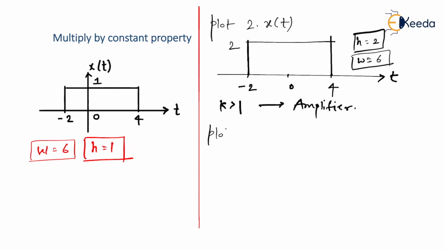Let's say if someone says to plot half times x of t. So what is going to happen in this? Of course, the original amplitude of x of t gets divided by 2, or gets multiplied by 1 by 2. So what I'll get is a new amplitude. I'm sure you can guess. The new amplitude would be half. Lower limit -2, higher limit +4, and the height of the original signal gets reduced by half.